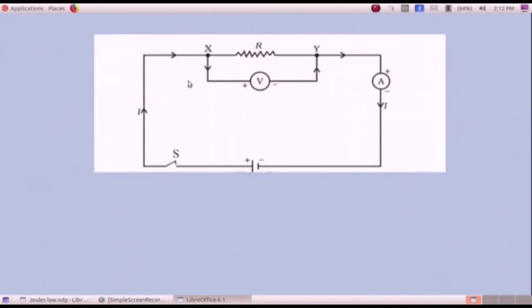In the circuit we have a resistor, a voltmeter, an ammeter, a battery and a switch. When the switch is on, current flows through the circuit and the amount of current can be measured using this ammeter. We know that current flow means the flow of charges. Electrons flow from one point to another. So current is the flow of charges.